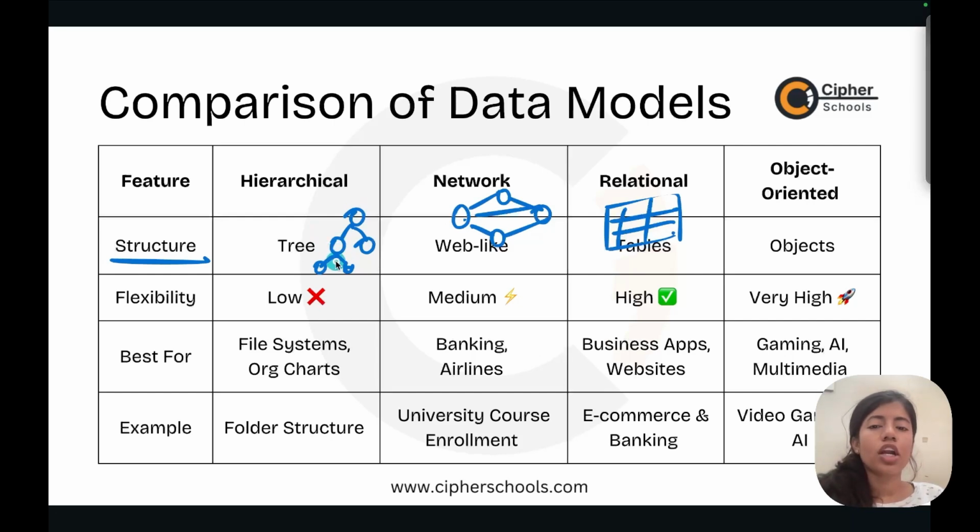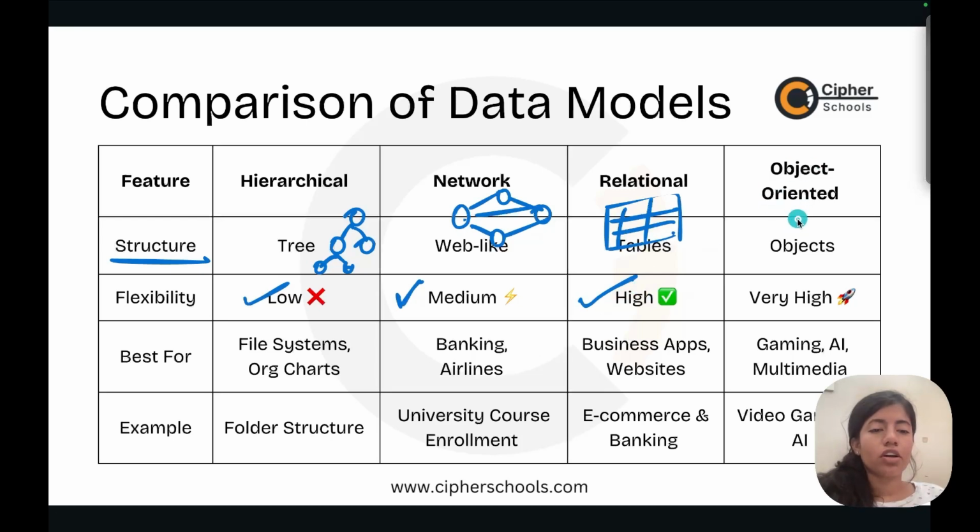As we discussed, you can't go from one railway station to another railway station via only one path, but practically there are multiple paths. So flexibility is very low in the hierarchical model. Talking about the network model, it has a medium level of flexibility, because it supports many to many relationships and a lot of cases are covered in it. Relational databases are widely used and have pretty high flexibility.